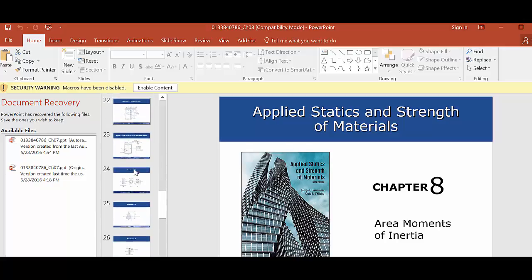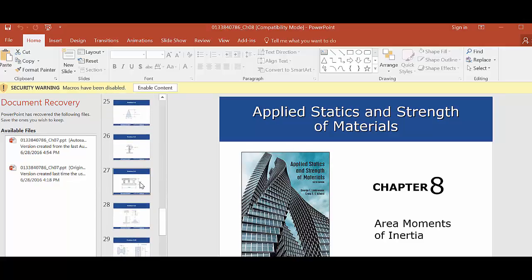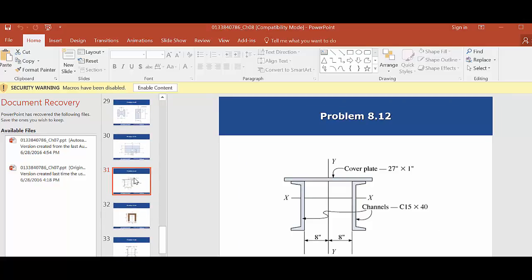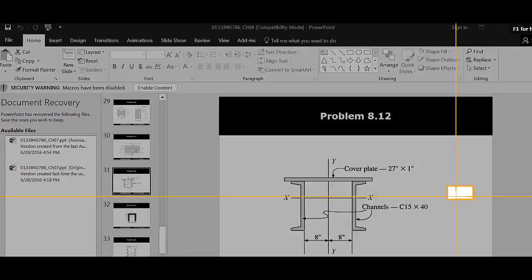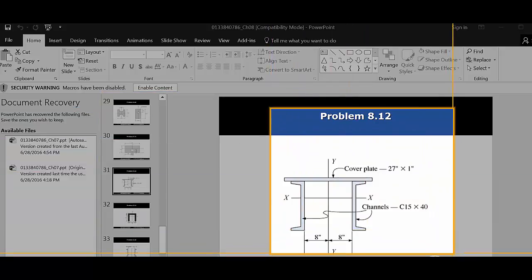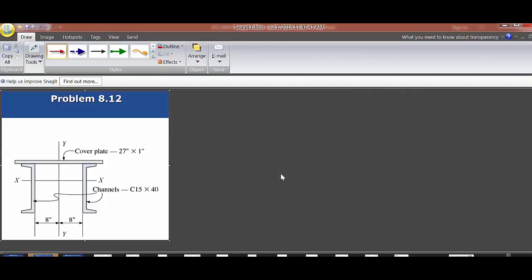Shouldn't you be able to just look up the C-channel moment of inertia in the back of the book in one of the appendixes? Is it there or no? Yeah. Just steady. Get this captured, then we'll go from there.